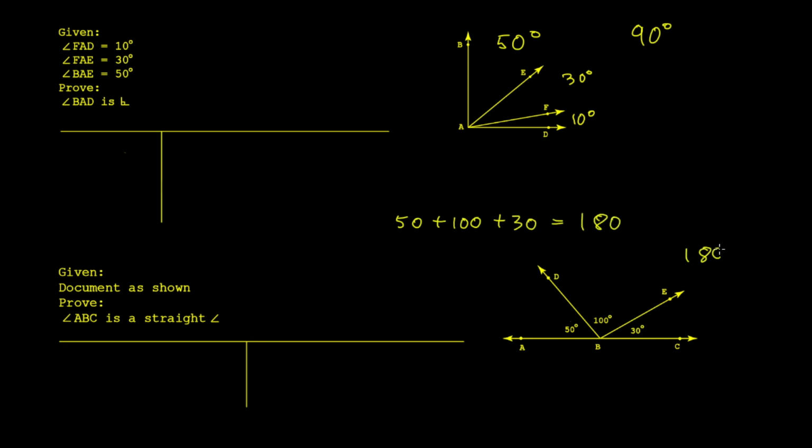Therefore, this whole thing is 180 degrees. Angle ABC is a straight angle. If an angle has a measure of 180 degrees, then it is a straight angle. Done. Proofs is just writing down your thought process on how you would solve it and learning to do it in that manner. You have to do it a bunch of times, but it is very, very doable.